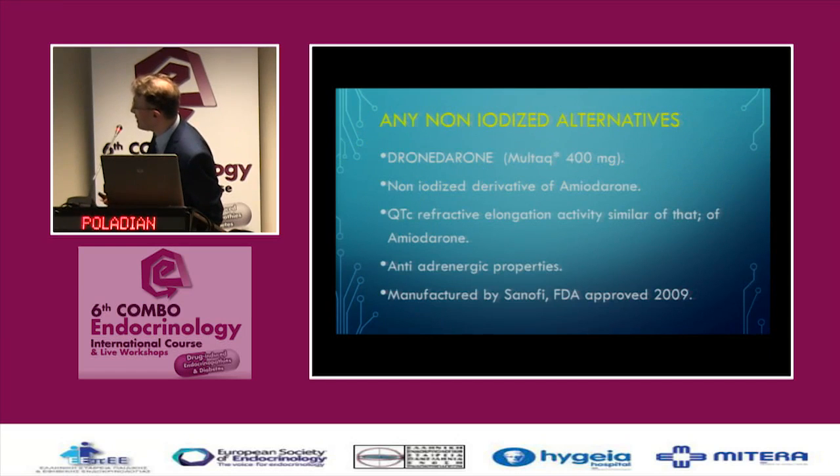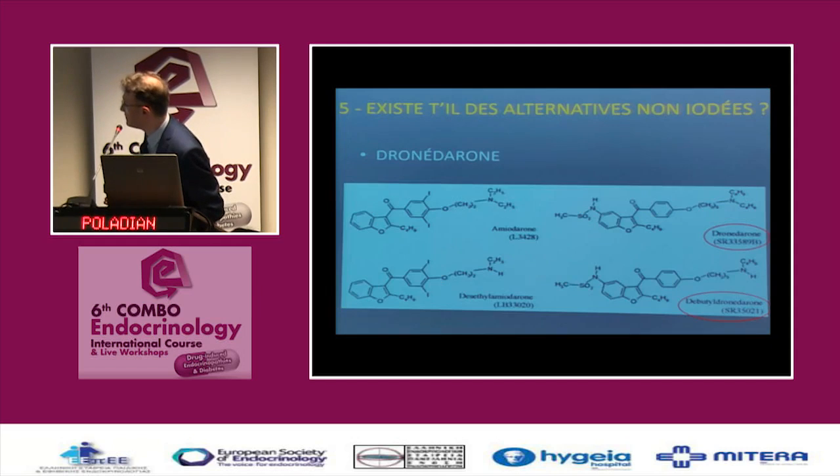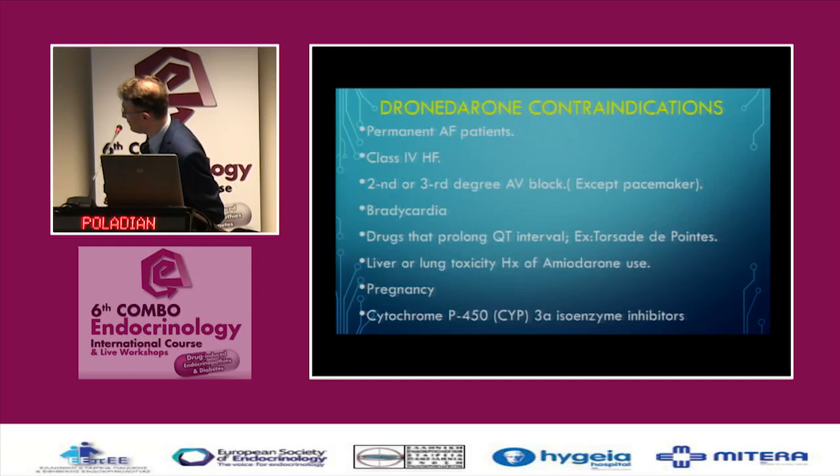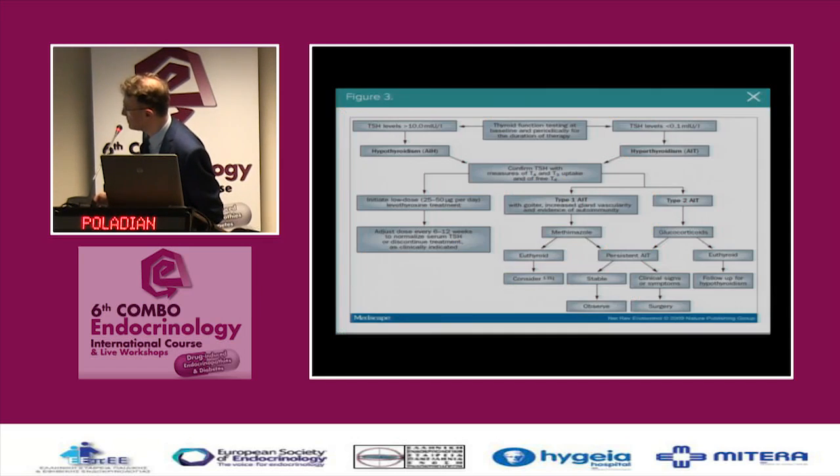Any non-iodinated alternatives? Yes, we have dronedarone. It is a non-iodinated derivative of amiodarone. The QTc prolongation is similar to amiodarone. It has anti-adrenergic properties. It is manufactured by Sanofi. It is approved by the FDA, thank God. And as you see, it doesn't contain any iodine, just like here. It's free of iodine, and it can be given to all the patients that need amiodarone.